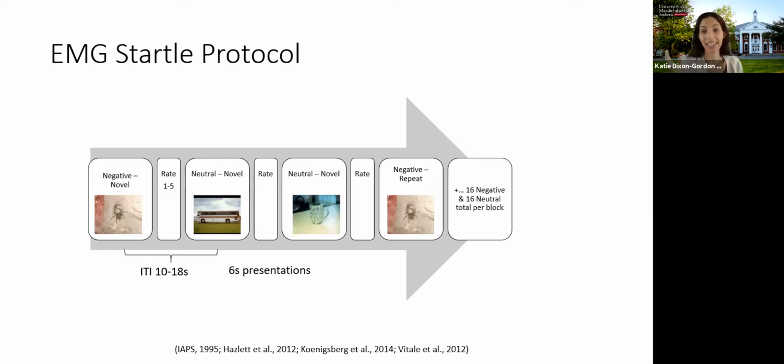So the upside is I have multiple trials. I can look at responses to negative and neutral images. I can look at responses to novel images and images that they're seeing again.